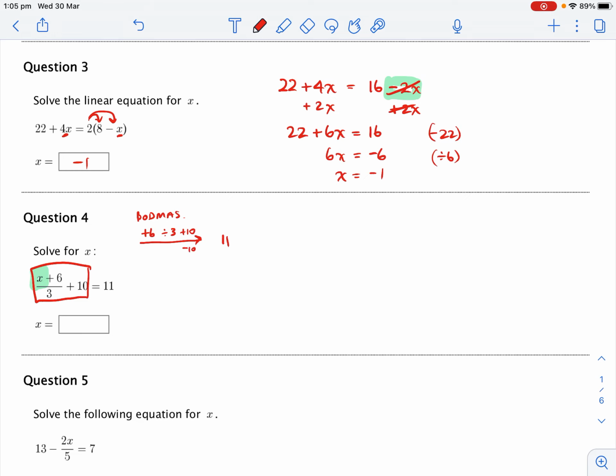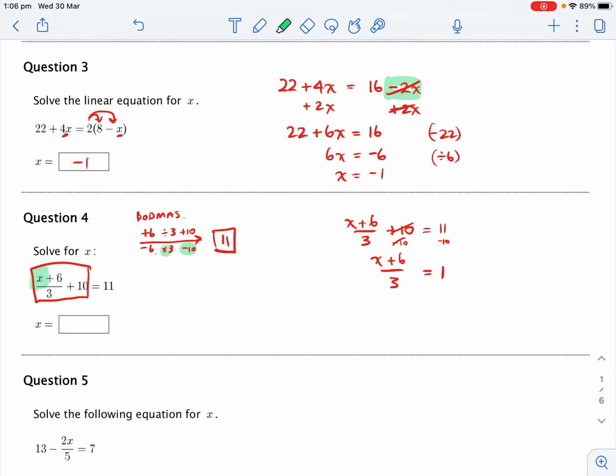So if I go backwards, I do the opposite. Minus 10, times 3, minus 6. What does that look like when I set up my equation? It looks like this. Start with the original equation, equal to 11. I do the opposite of plus 10 first, which is minus 10 from both sides. When I minus 10 from this side, they cancel each other out. And I get x plus 6 over 3 equals 1 on the right-hand side.